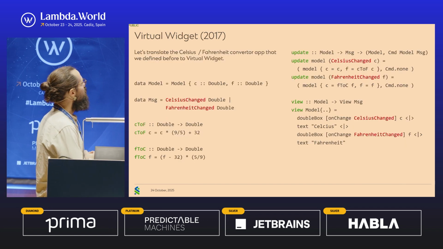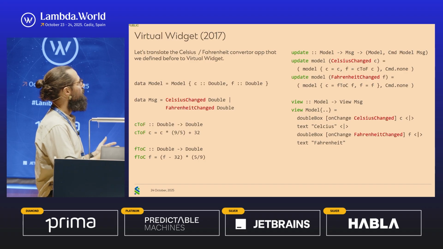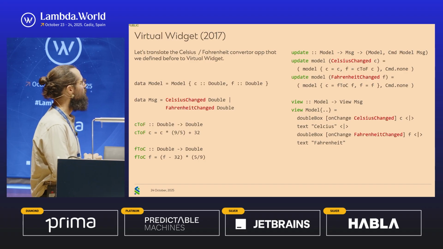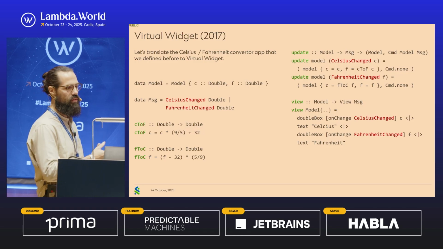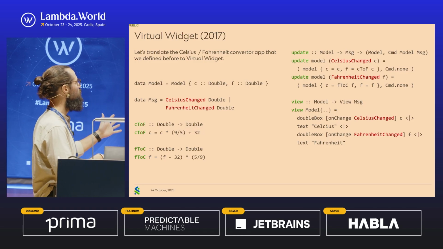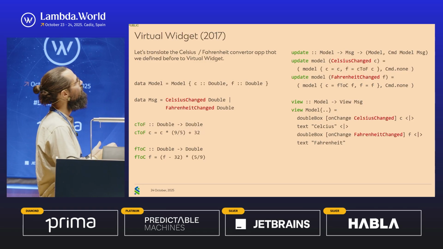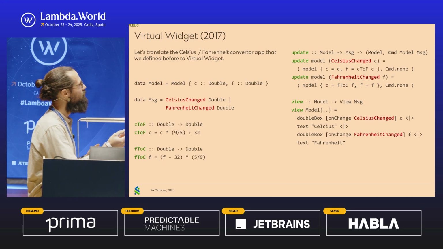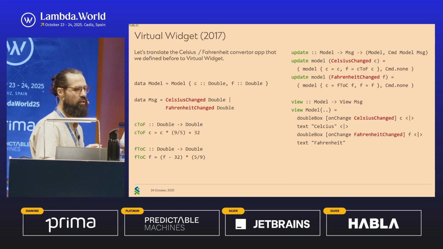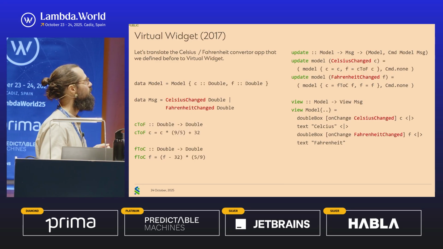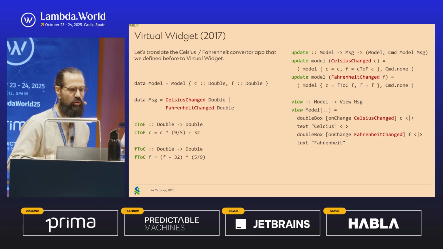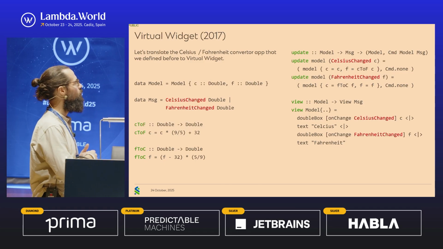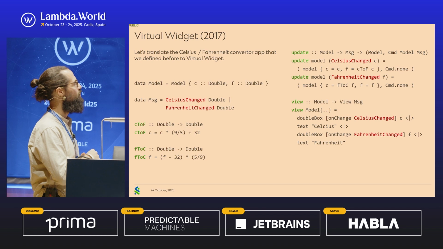So this is the application that I showed before, the Fahrenheit Celsius converter. Notice that we have a model that contains the two scales, and messages for when each of the scales change. We still have the functions that translate from one scale to the other. And now the update function, what it needs to do is, well, when the Celsius changes, you need to update the Celsius in the model, and then you need to convert the Celsius to Fahrenheit and update that in the model too. And similarly for the Fahrenheit change.